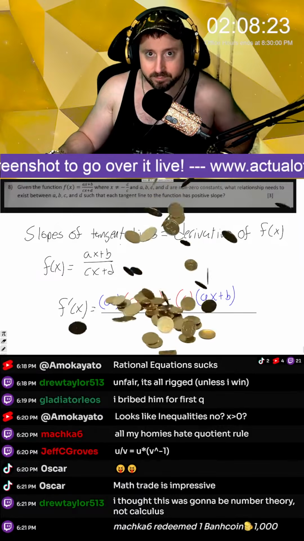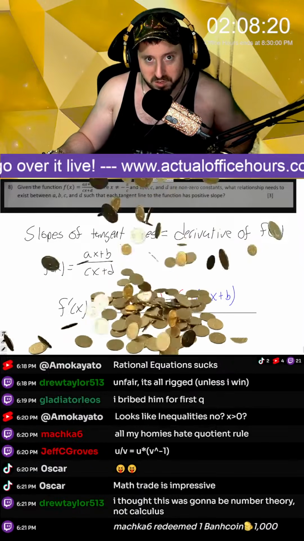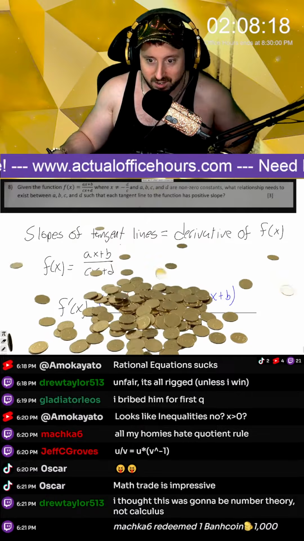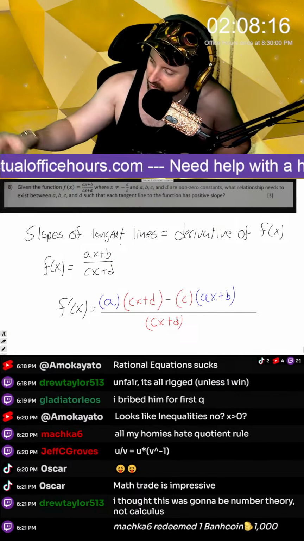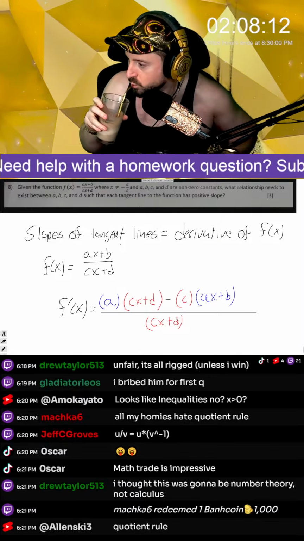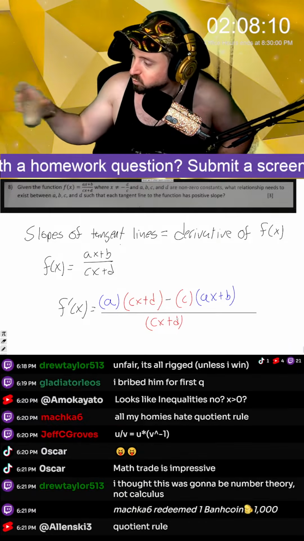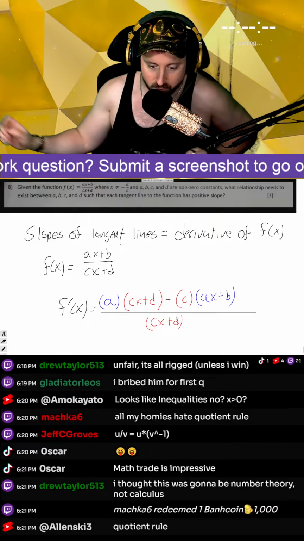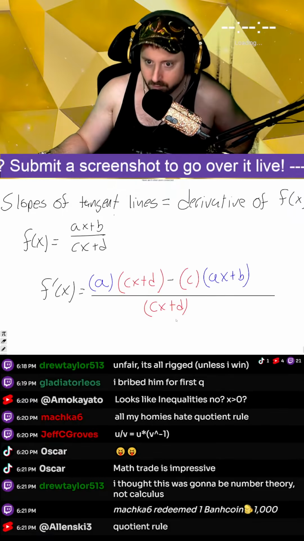squared. I thought this was going to be number theory, not calculus. I think it's definitely calculus. Also, because I think Gladiator's in a calculus class. So where context comes in handy. Yes, quotient rule, exactly.